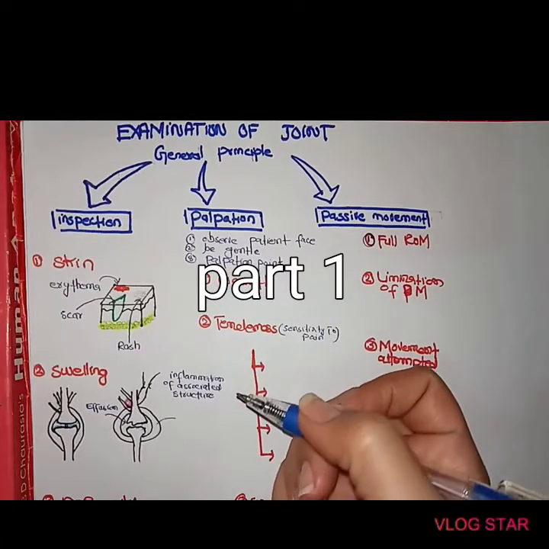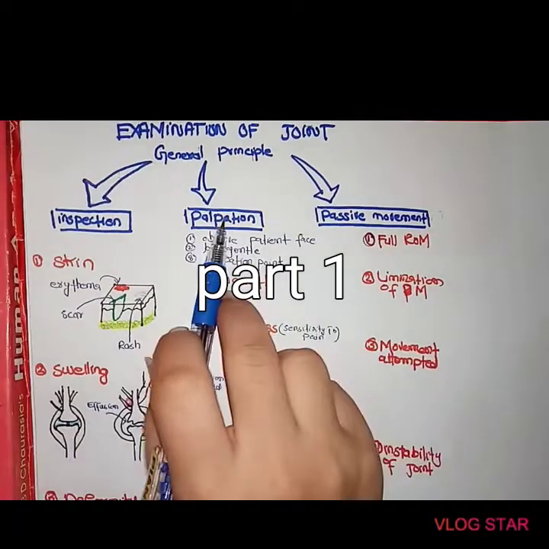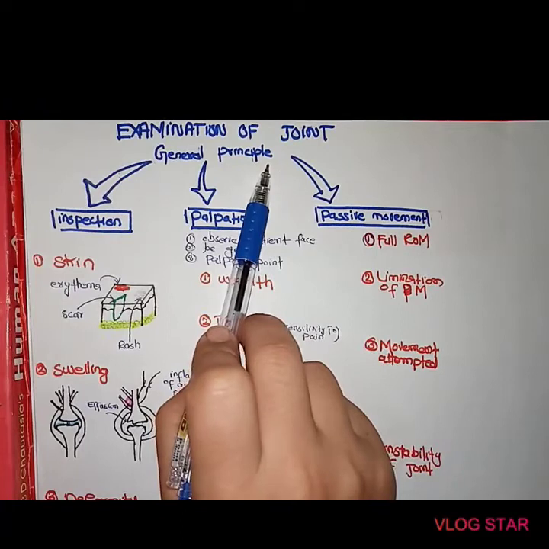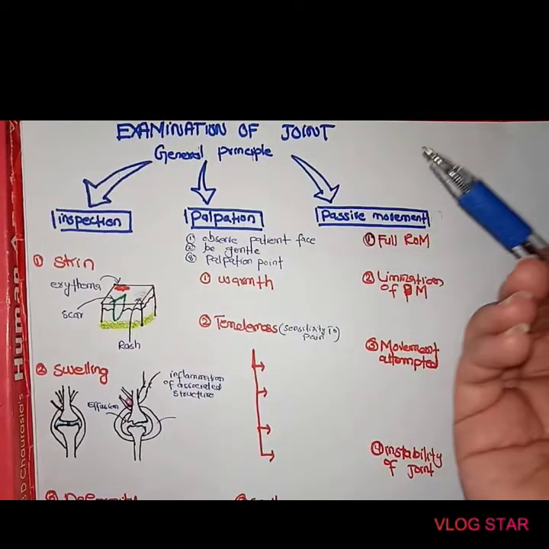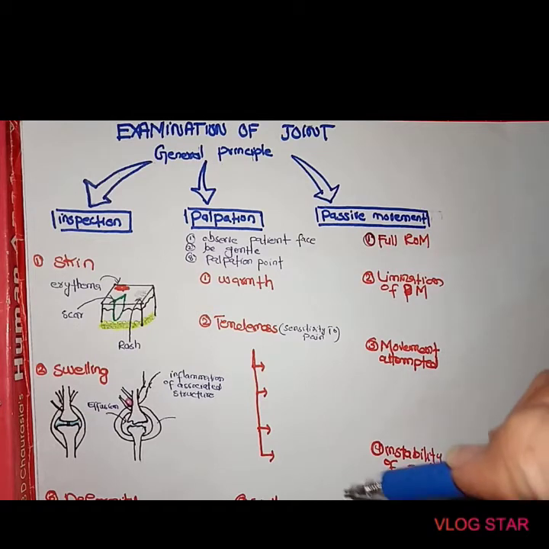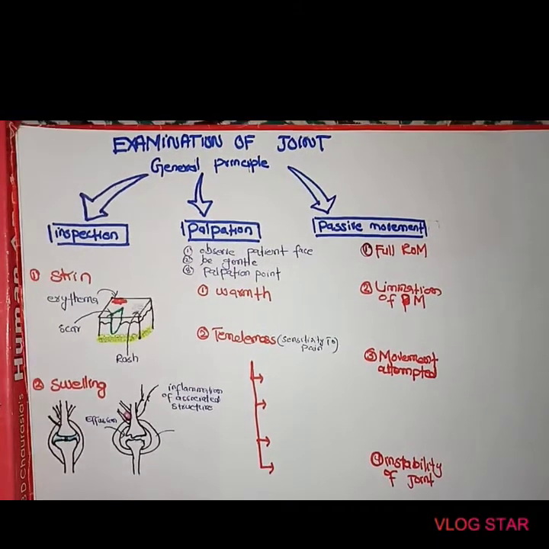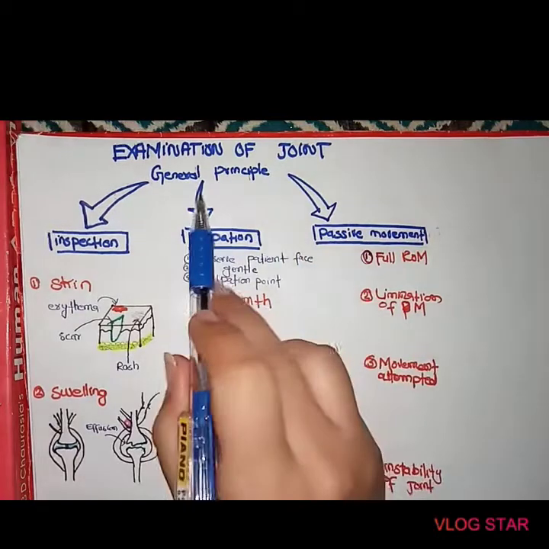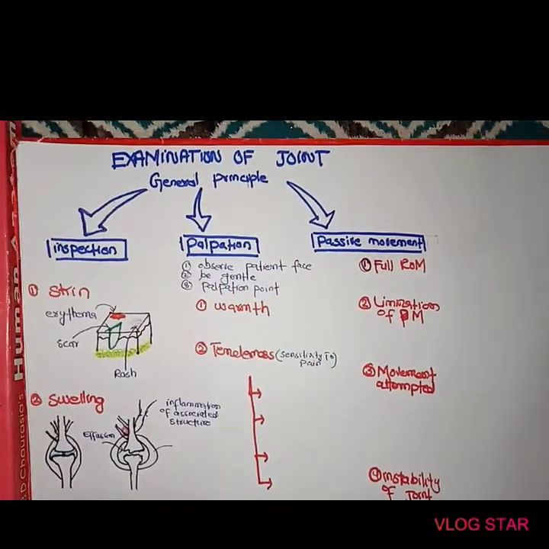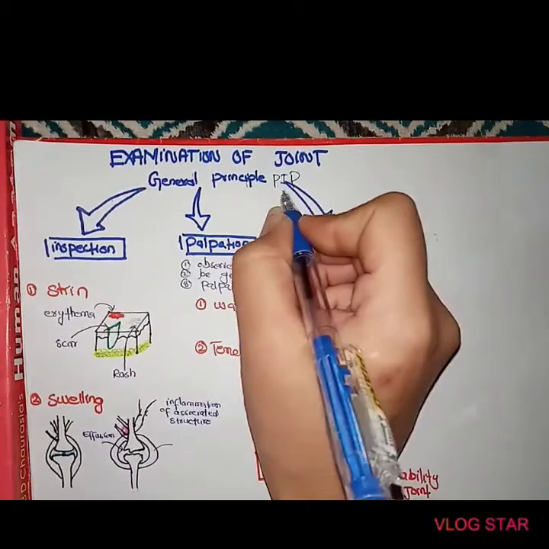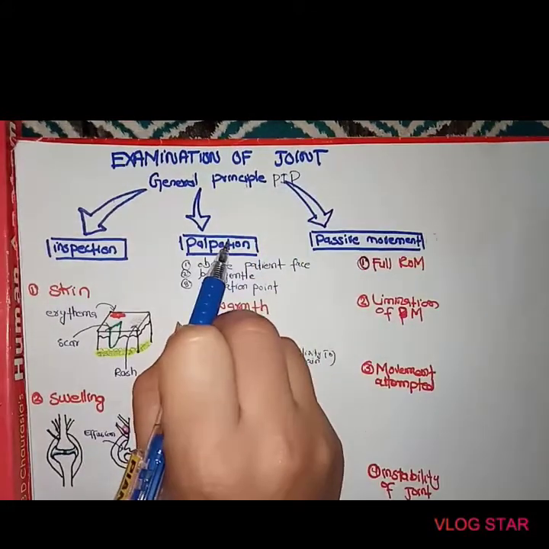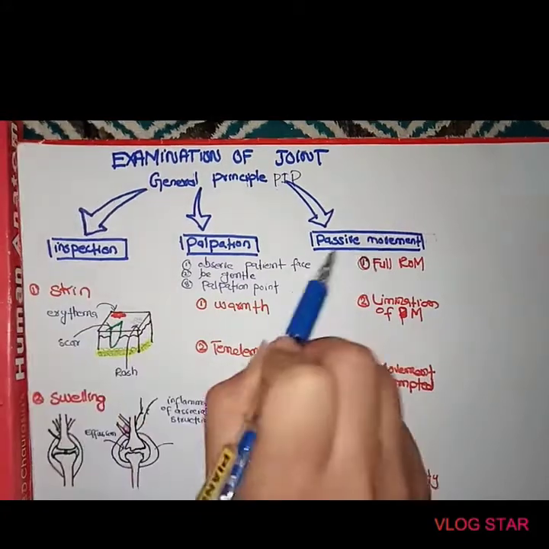Hello guys, today we will learn about the examination of the joint. When a patient comes to you with any kind of joint deformity, joint problem or disease, you have to examine the patient. When you examine the patient, you have to follow the general principle, and the mnemonic for the general principle is very simple: PIP. P stands for palpation, I stands for inspection, and P stands for passive movement.